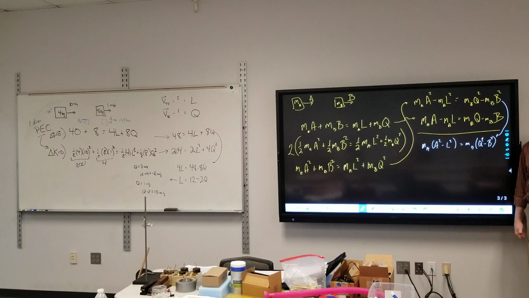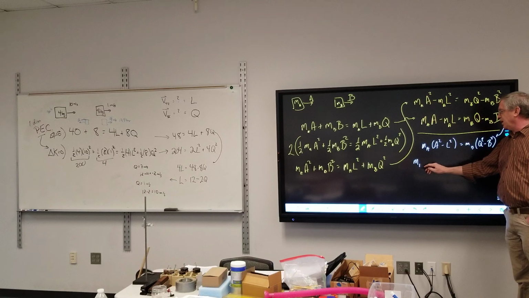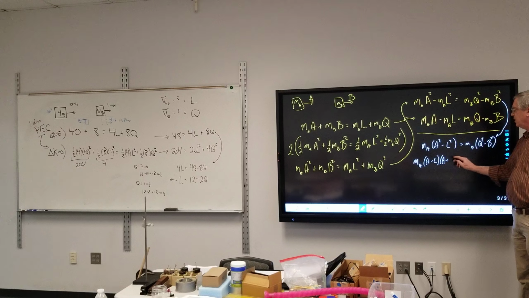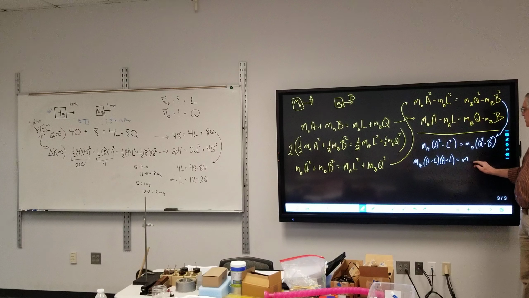This is a perfectly elastic collision. Okay. Is it A minus L times A plus L? It is. So this becomes MA, A minus L times A plus L is equal to MB Q minus B.